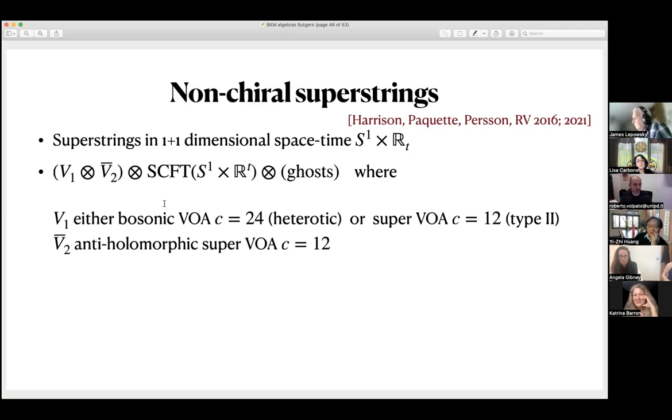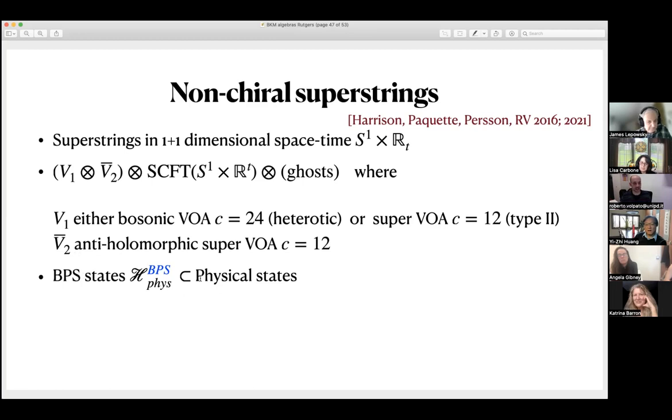In fact, you have two kinds of superstrings. One is the heterotic superstring, where the holomorphic side is a bosonic VOA of central charge 24. Or you have a type II superstring, where the holomorphic side is a super VOA of central charge 12. On the anti-holomorphic side, you always have a super VOA of central charge 12.